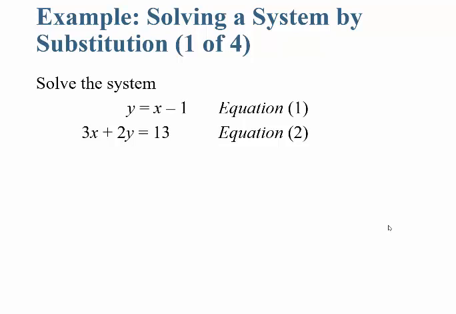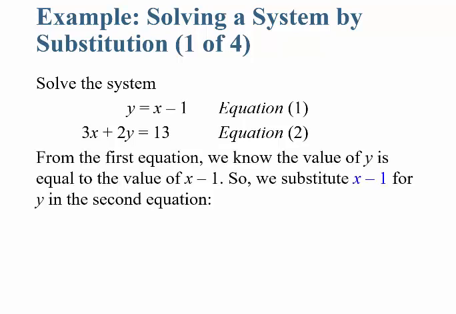So suppose we have these two equations here. y is equal to x minus 1 and 3x plus 2y is equal to 13. Notice from the first equation, we know the value of y is equal to x minus 2. Excuse me, I said x minus 2, it's x minus 1. So what we're going to do is substitute this in for y in the second equation. Wherever we see a y in the second equation, we know it's equal to x minus 1.